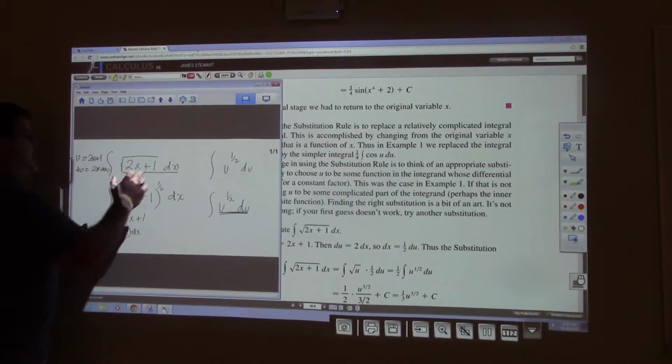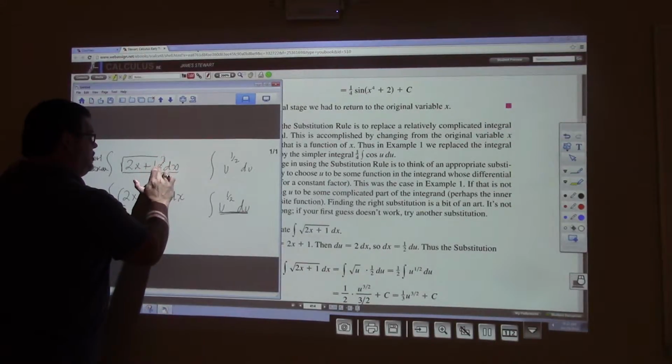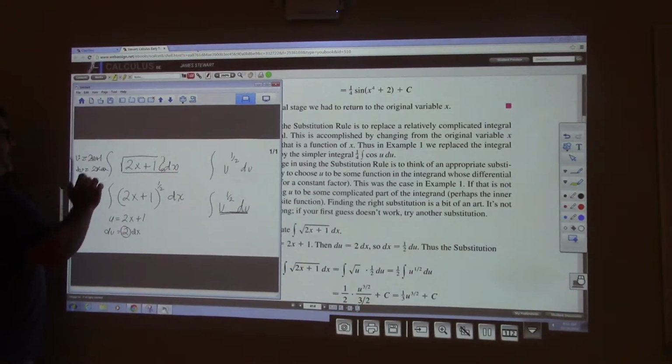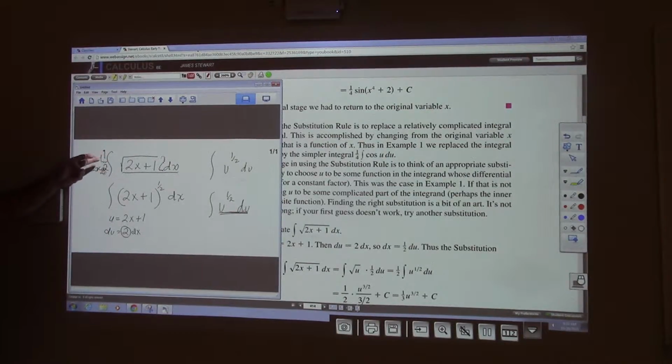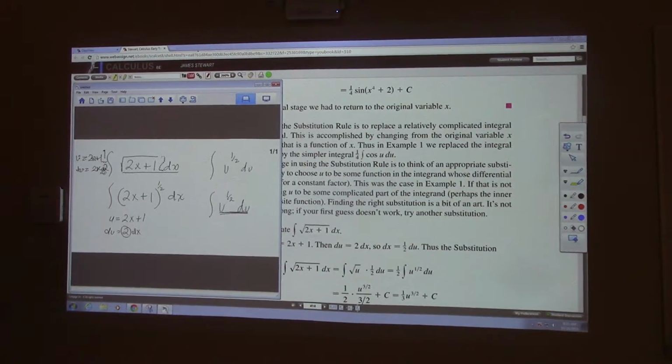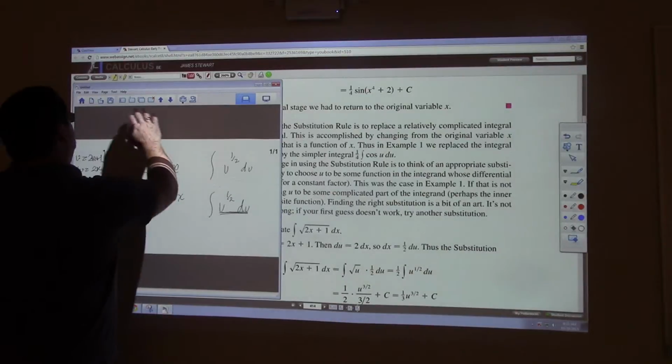And then I say, okay, I need a 2 right here. And then I have a what out here? A 1/2. Why do I put a 1/2 out here when I put a 2 there? To cancel it. What's 1/2 times 2? 1. So I'm not changing it mathematically. So now when I do this, I have 1/2. Let me erase this because I don't like the way they do it.